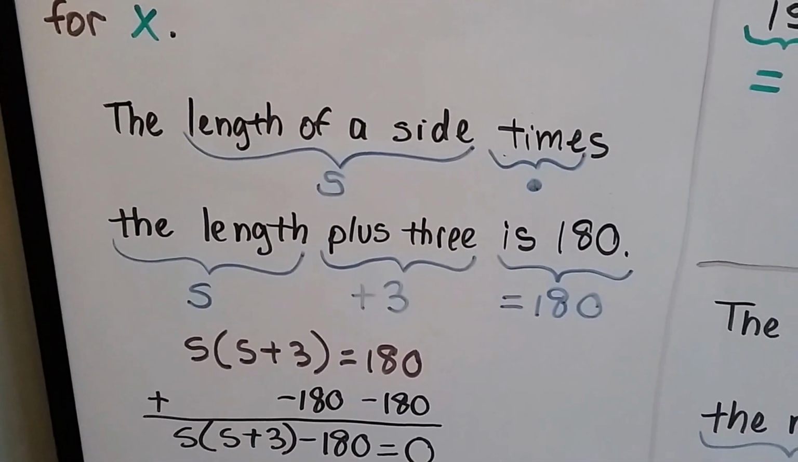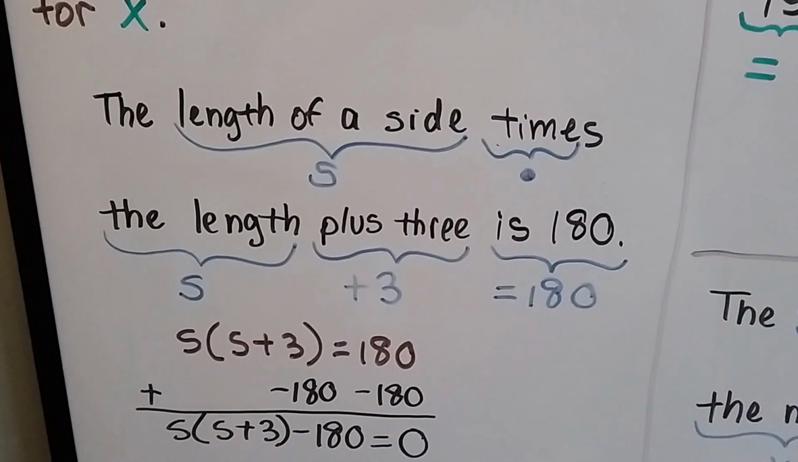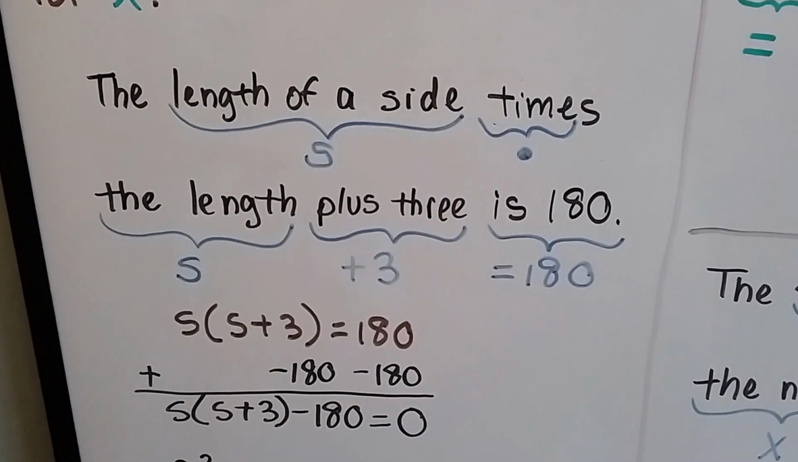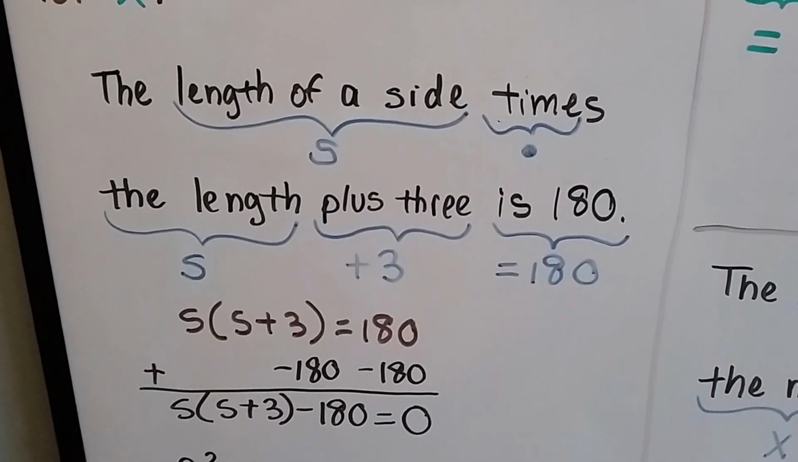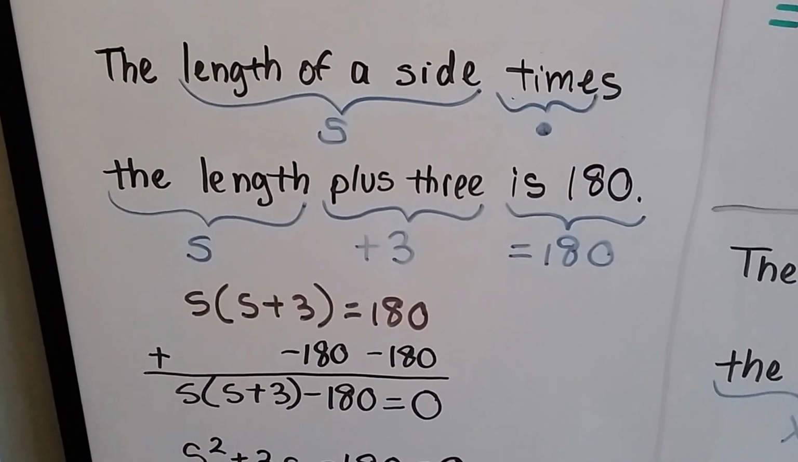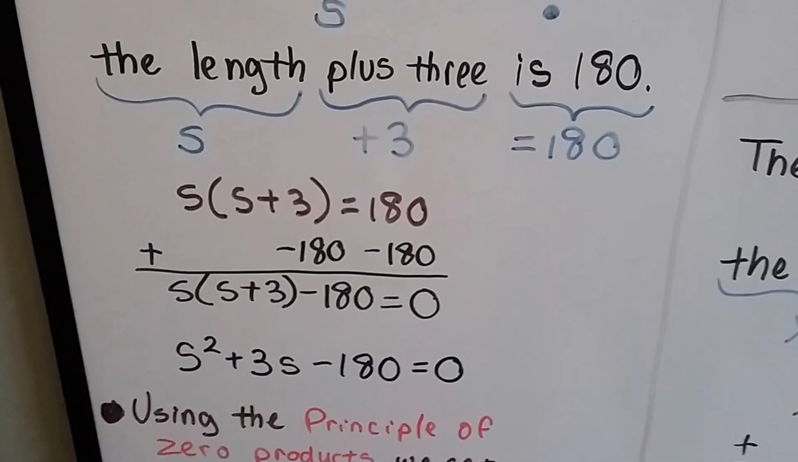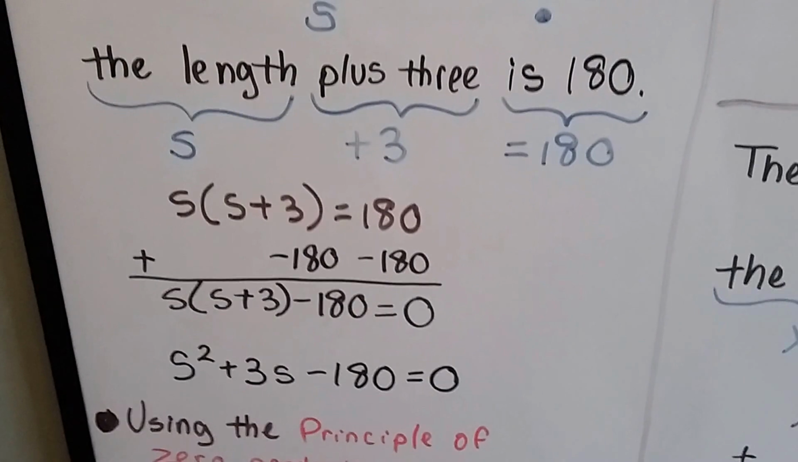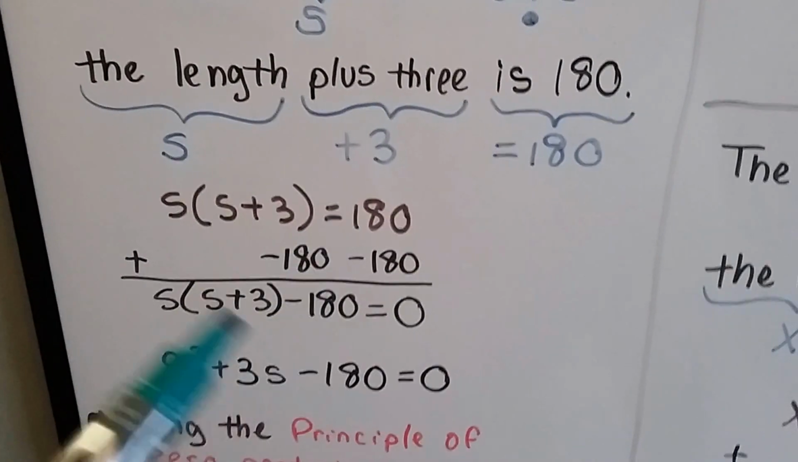The length of a side times the length plus 3 is 180. We can break this down into the length of a side as s. Times means we're going to multiply. The length, that's another s, plus 3 is 180. What we can do is write it so that the s plus 3 are in parentheses equals 180.